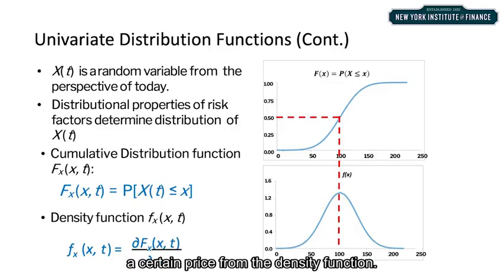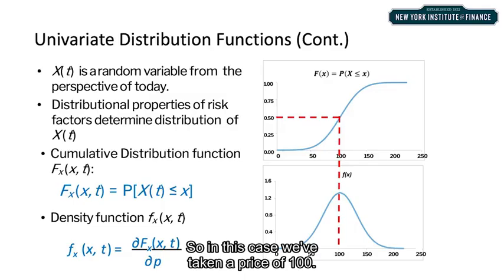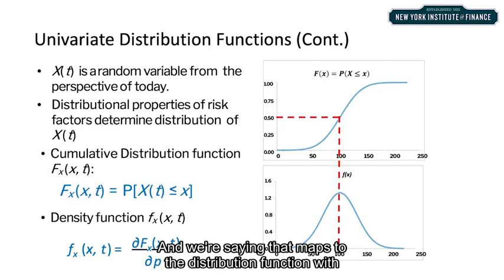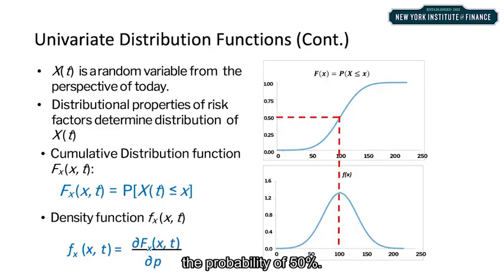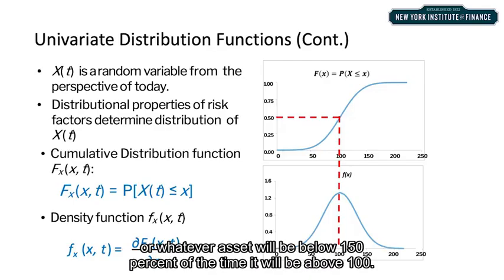What you can see in the two graphs is that we can map a certain price from the density function in the lower graph up to a probability in the cumulative distribution function in the upper graph. In this case, we've taken a price of 100, so the stock price is 100, and that maps to the distribution function with a probability of 50%. What this means is that 50% of the time, the price of this stock or whatever asset will be below 100, and 50% of the time it will be above 100.